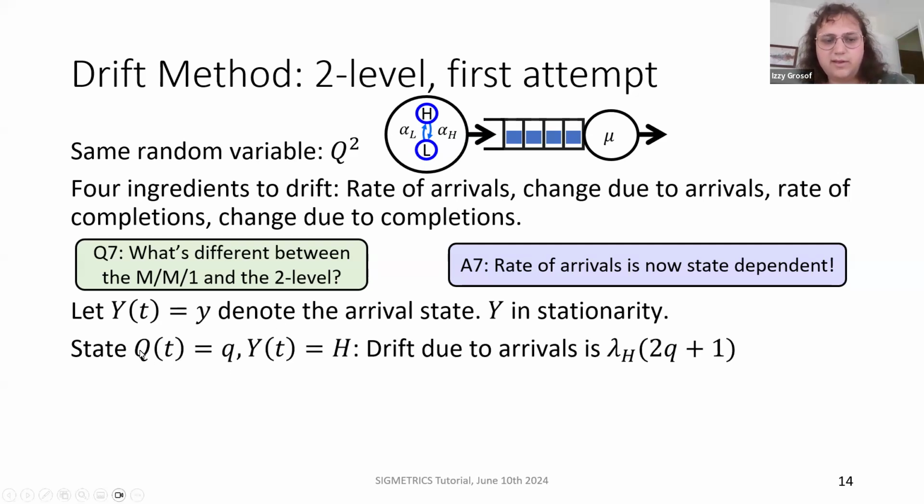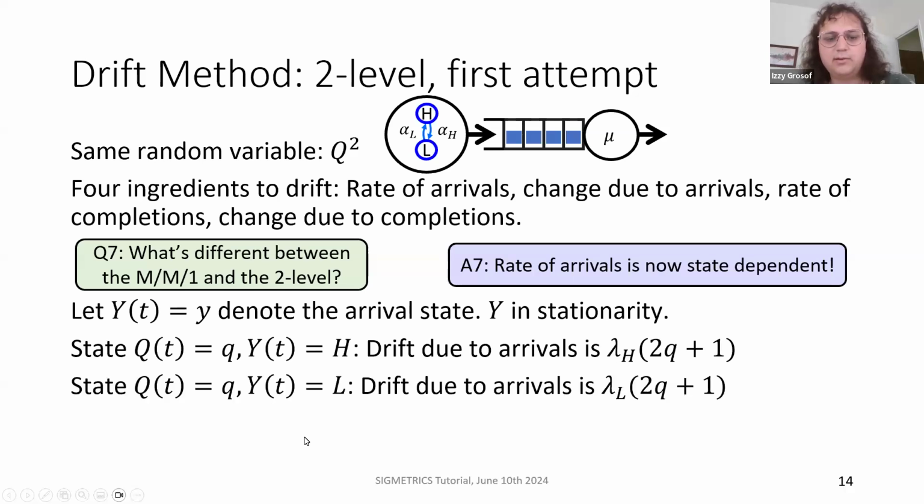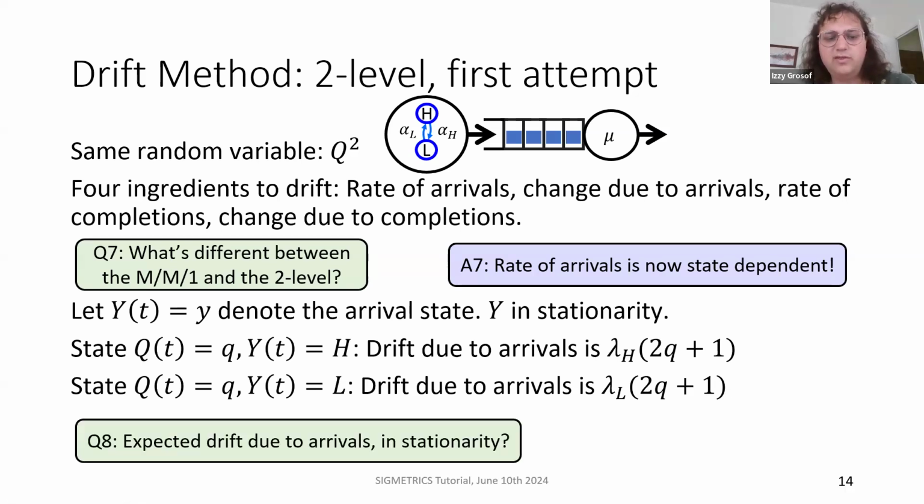So if we're in a particular state with Q length Q and arrival state H, the drift due to arrivals will just be lambda H times 2Q plus 1. Before there was no sub H. And similarly, if it's an L, lambda L times 2Q plus 1. So what's the expected drift due to arrivals going to be in stationarity? What does the expectation of all this look like? You can give that a bit of a think.